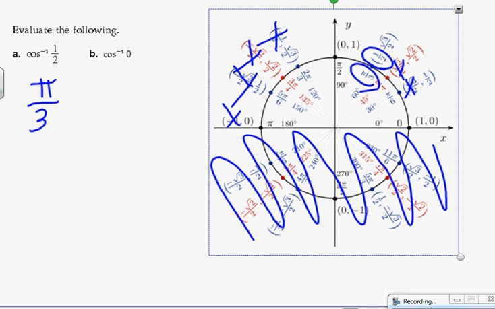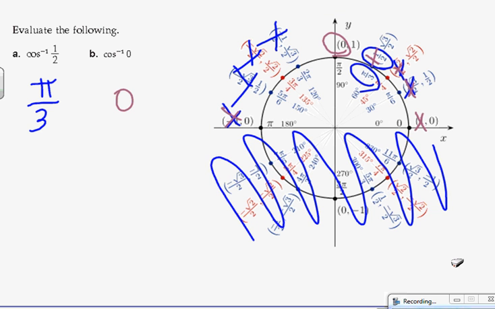pi over 3. Now, for the next one, I'm looking at ArcCosine of 0. So that's when I want cosine to be 0. So that's 1. No, no, no. Oh, cosine 0 right there. And it's not there. So the inverse of cosine is, oh, not 0, but the inverse of cosine at 0 is going to be pi over 2.